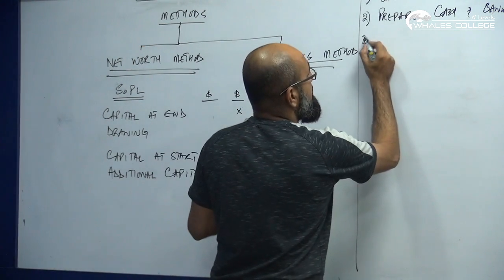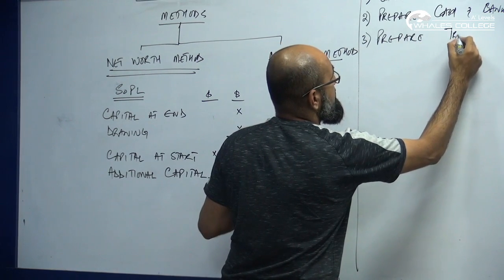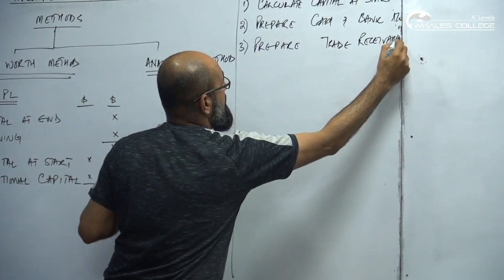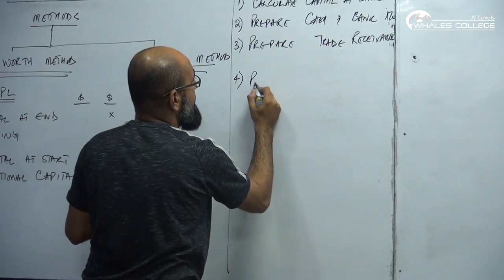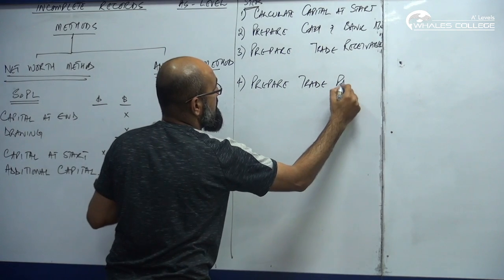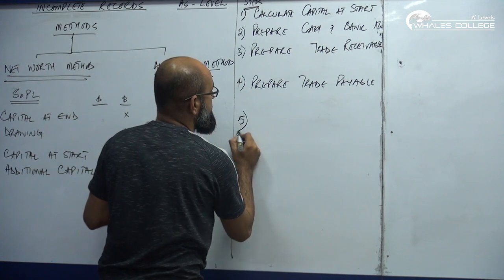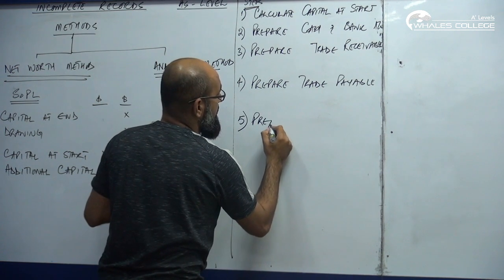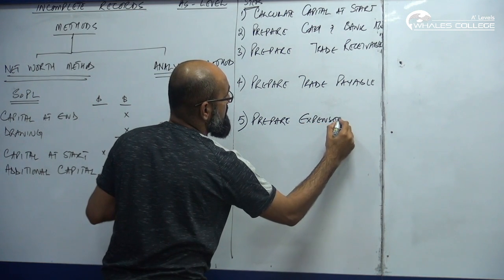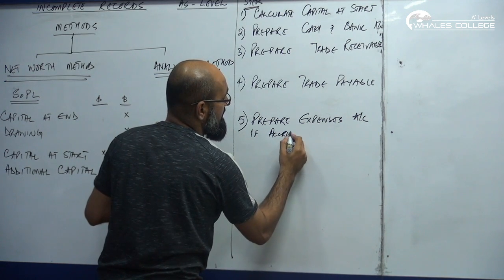Step number 3. Prepare trade receivables or accounts receivable account. Step number 4. Prepare trade payables or accounts payable. Step number 5. Prepare expenses account if accruals and prepayments are given.